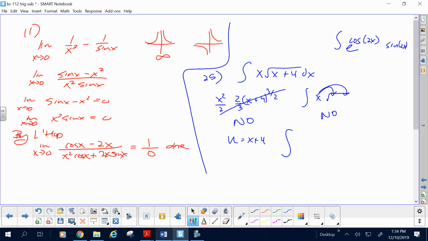If you let u equal x plus 4, then the root becomes u. Now, you have to sub for x. What is x in u terms? If u is x plus 4, then x is u minus 4.